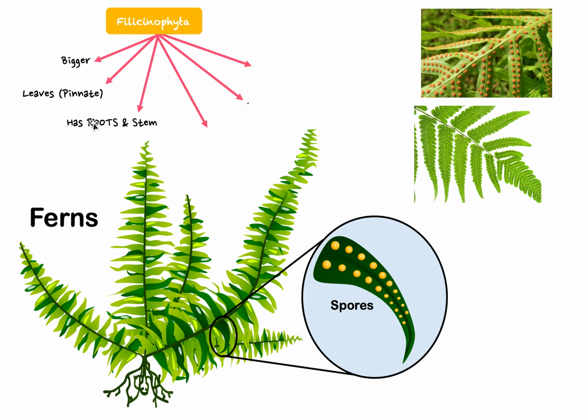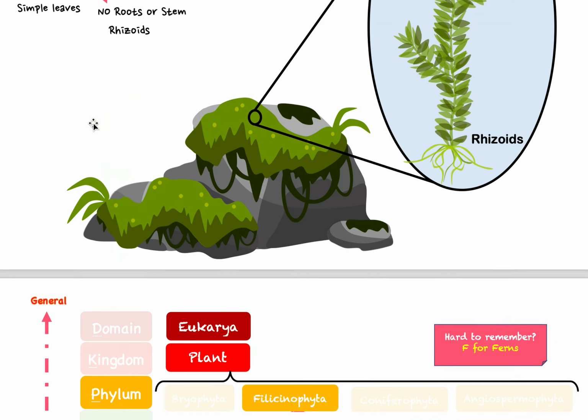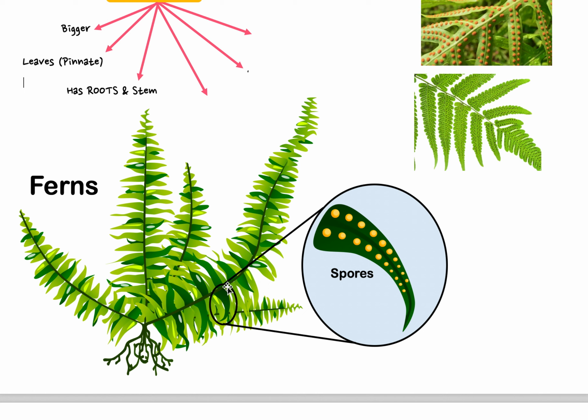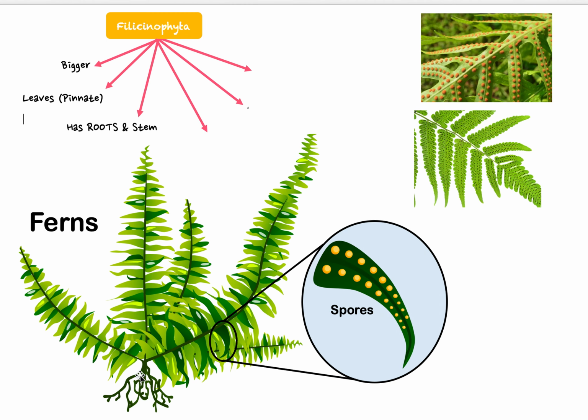they actually have roots. So right, the Bryophyta didn't have any form of roots. They had rhizoids. But these actually have roots. But again, remember, they have the same function. They help suck up nutrients, help stabilize the plant inside the soil, all of these things. And they also have a stem, because this plant actually grows upwards. And this stem is going to help make the plant be stable as it's growing upwards.